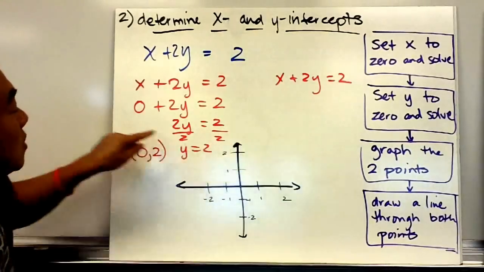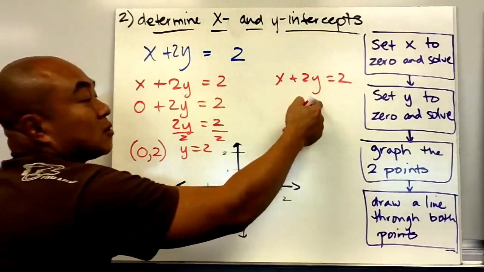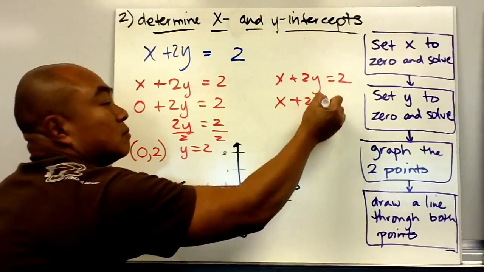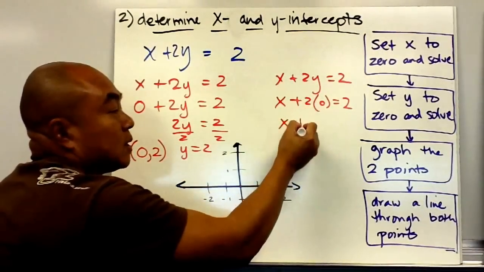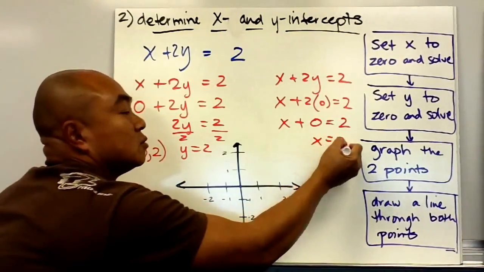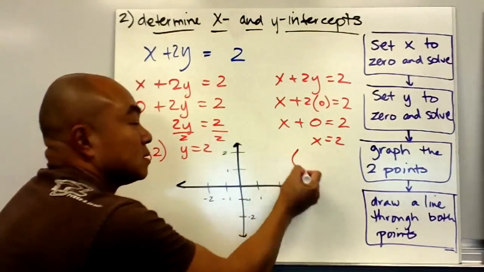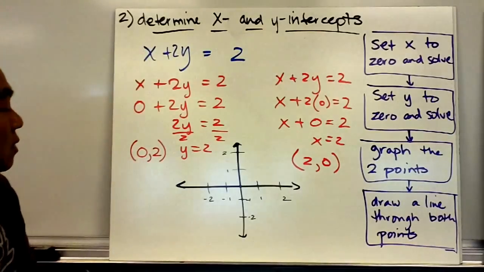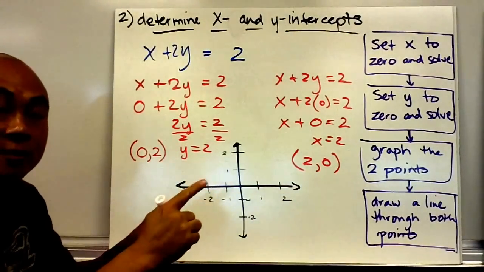Okay, now on this one, notice how on the last one I set the x to 0. Here I'm going to set the y to 0. So my x is the same. I'm going to take 2 times 0, which is 0. x plus 2 times 0 is 0. x is equal to 2. And because I set the y to 0, my x is going to be 2, and my 0 is going to be your y. So now I have this point, and I have this point, and those are going to be my 2 points that I'm going to graph.